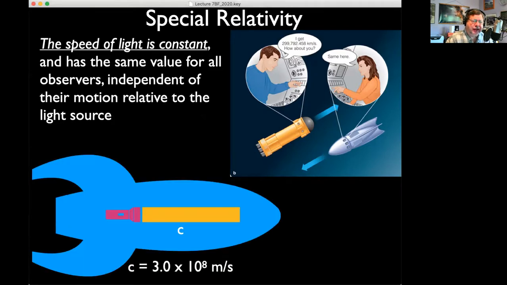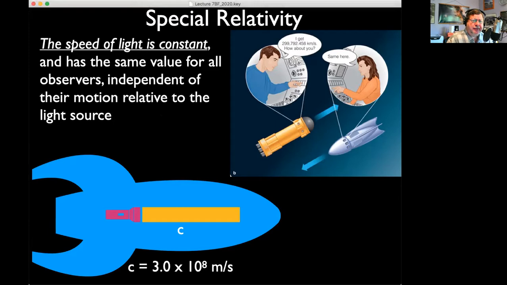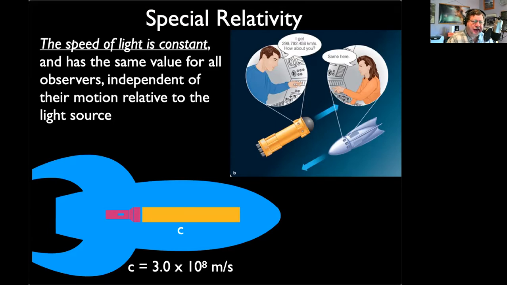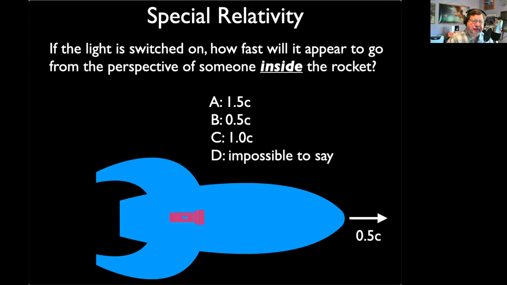And so what Einstein said is the speed of light, not of the ball, but of the light itself, is constant, independent of motion. So if a light is switched on, how fast will it appear to go from the perspective of someone inside the rocket? Remember, electromagnetic radiation, light always moves at the speed of light, which is designated as c.